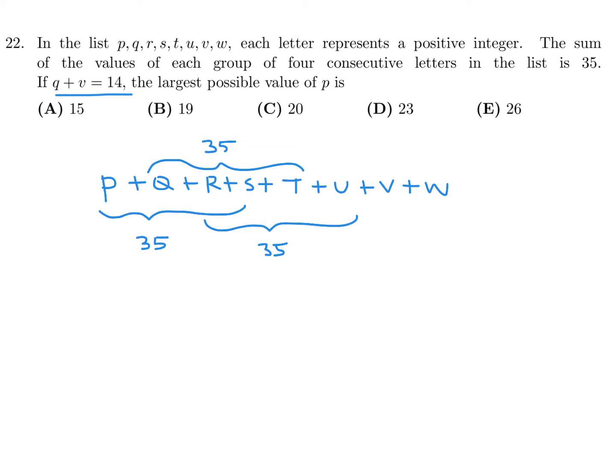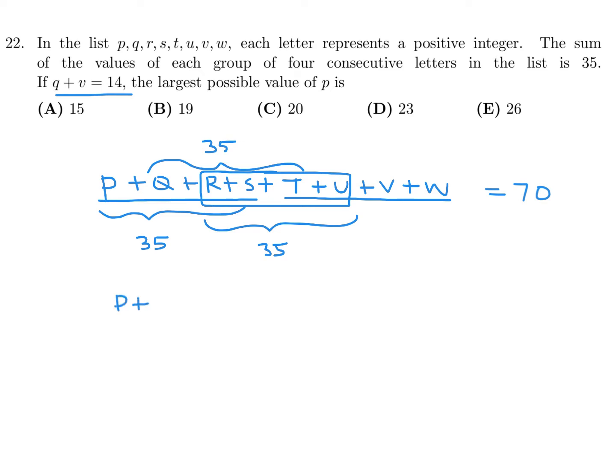Interesting. These 4 total 35, and these 4 will also total 35. So the total of all 8 letters would be 70. So far, so good. And then any 4 consecutive letters would be 35, so for example, these 4 would also be 35. So I can use that.